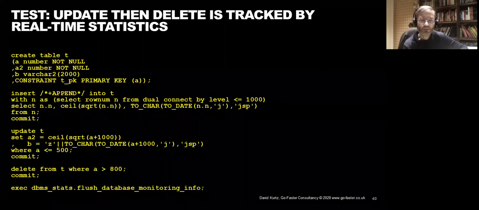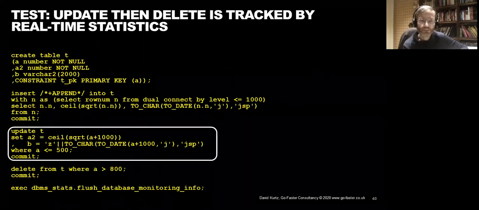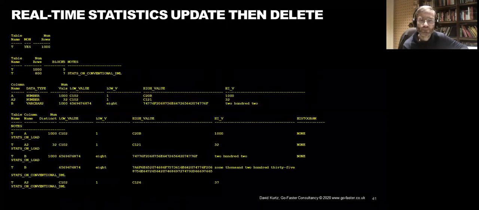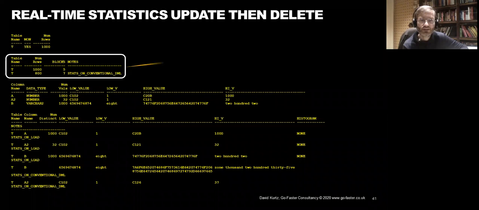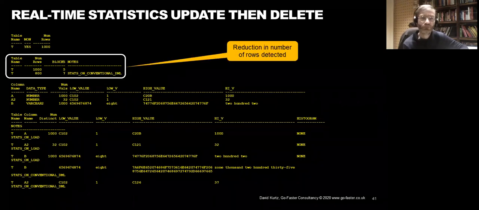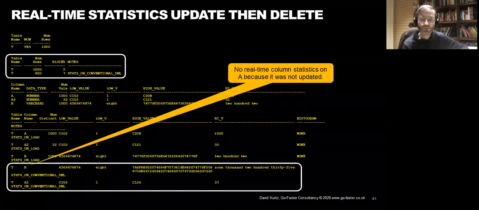If I do an update, then a delete, that is tracked by real-time stats. And you can see it's now said, oh, you're down to 800 rows. So that's correct. It did find the delete. Of course, the range is still 1 to 37 because the update widened it, even though I then deleted all of the rows at the top of the table. And I've only got 2 column stats because column A was never updated.